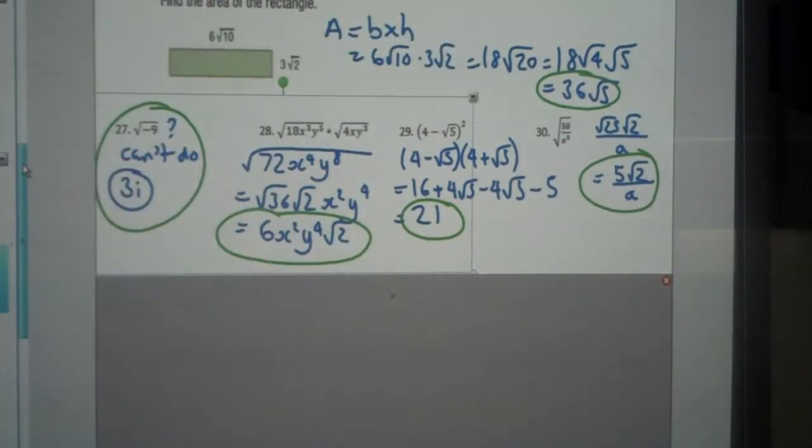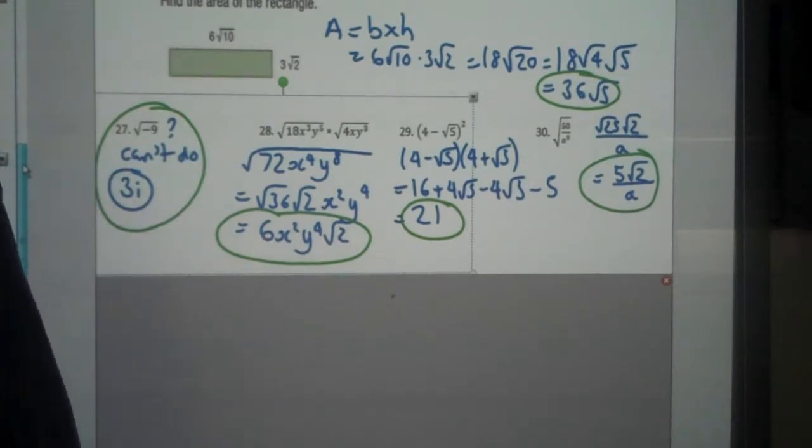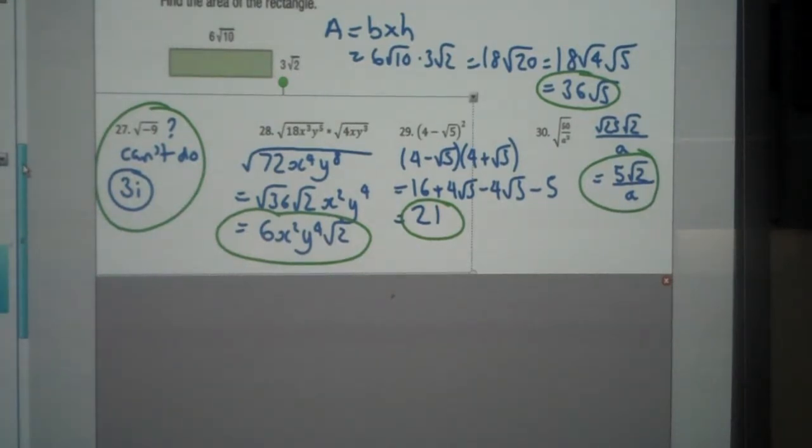Square root of negative 9, I'm not quite sure why this is on that question. This is actually an impossible question. If you try that on your calculator, it will say error. We can do negative cube roots, and we'll talk about those later.